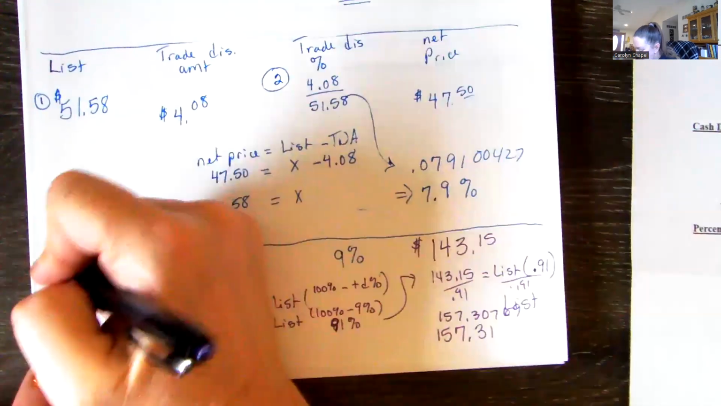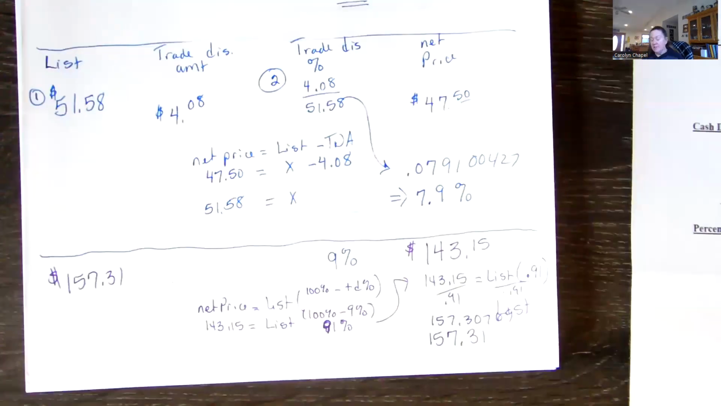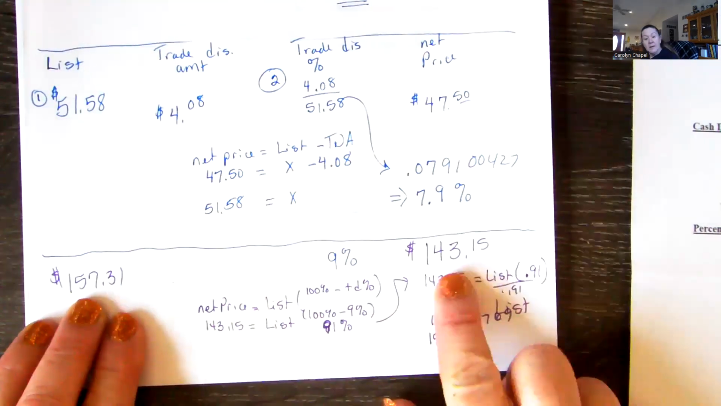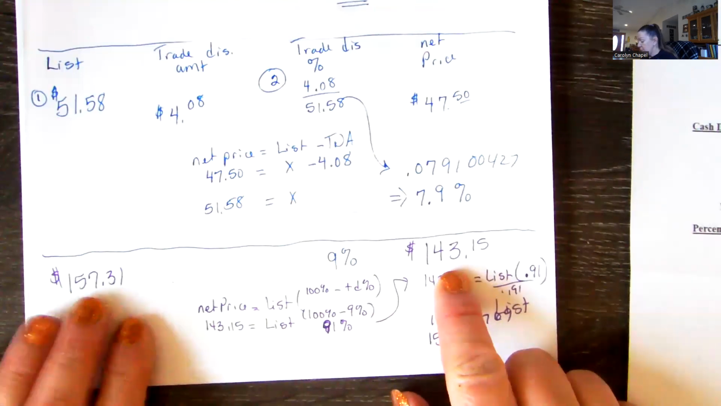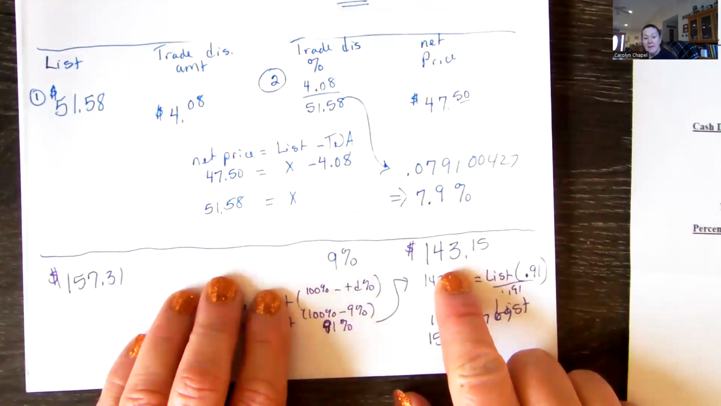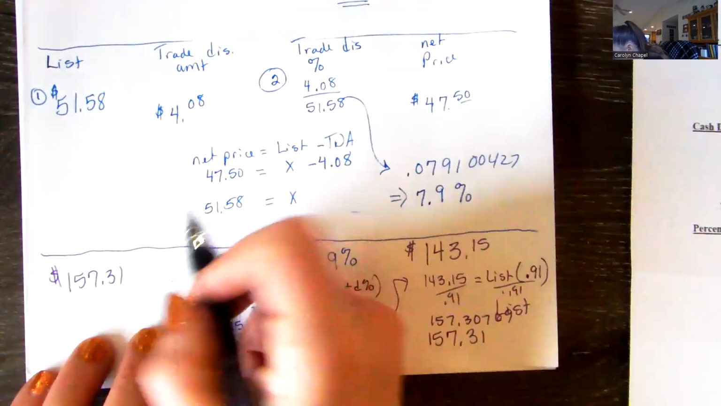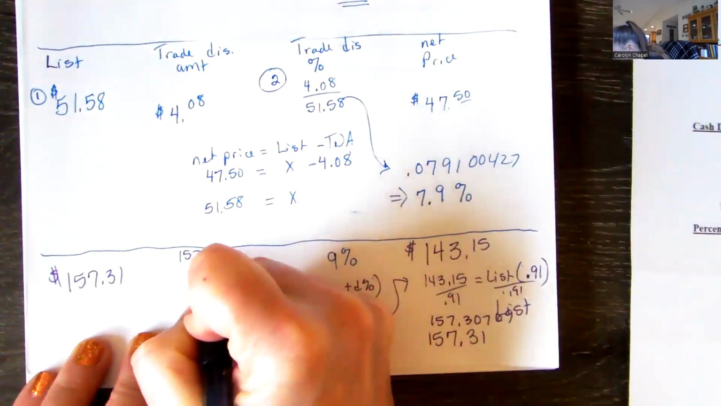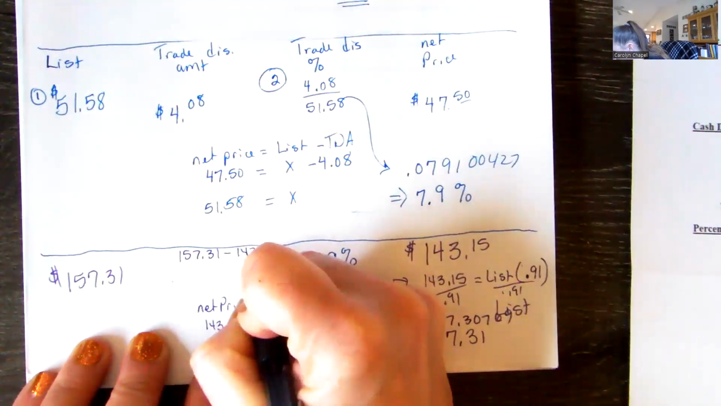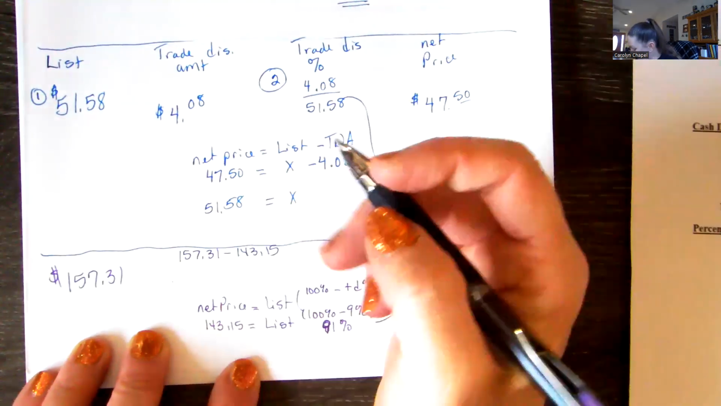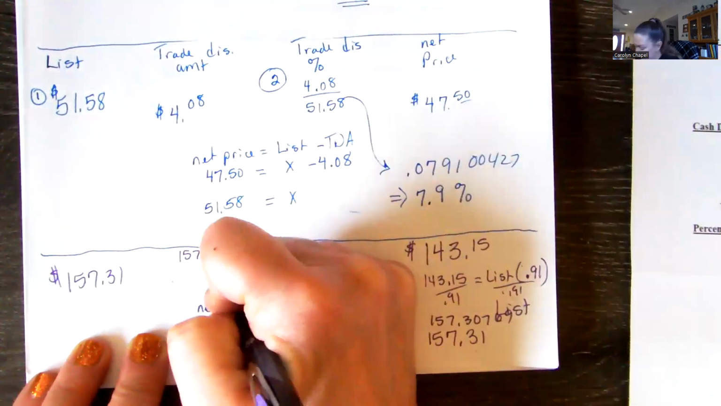Okay. And I'm going to use the ideas of these things. So this is what it originally cost. This was my sale price. We're looking for the amount that we saved, which would be the difference in those two. So I can subtract 157.31 minus 143.15, and I come up with $14.16.